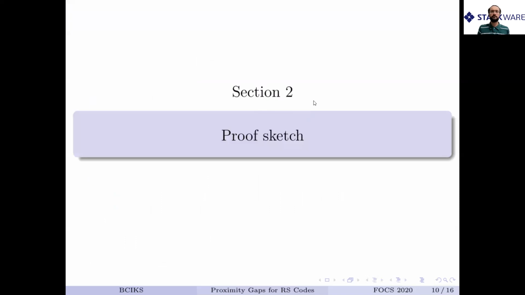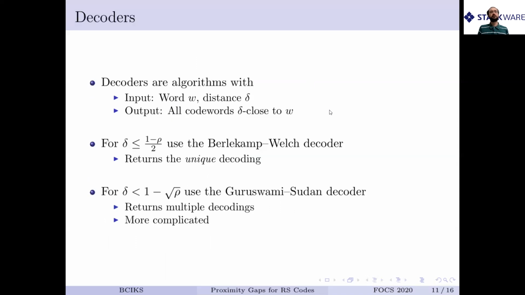So in the rest of the talk, I will give a quick sketch of the proof and the main ideas in it. The main tool that we use is decoders, which are just algorithms that take as input a word W and a distance delta and give us all code words from the Reed-Solomon code which are delta close to W. For delta which is at most the unique decoding radius, we can use the Berlekamp-Welch decoder, which returns, of course, a unique decoding. For delta which is up to the Johnson bound, 1 minus square root of rho, we use the Guruswami-Sudan decoder, which returns multiple decodings, as the list of decodings in this case is longer than 1, and is necessarily more complicated due to having more decodings.